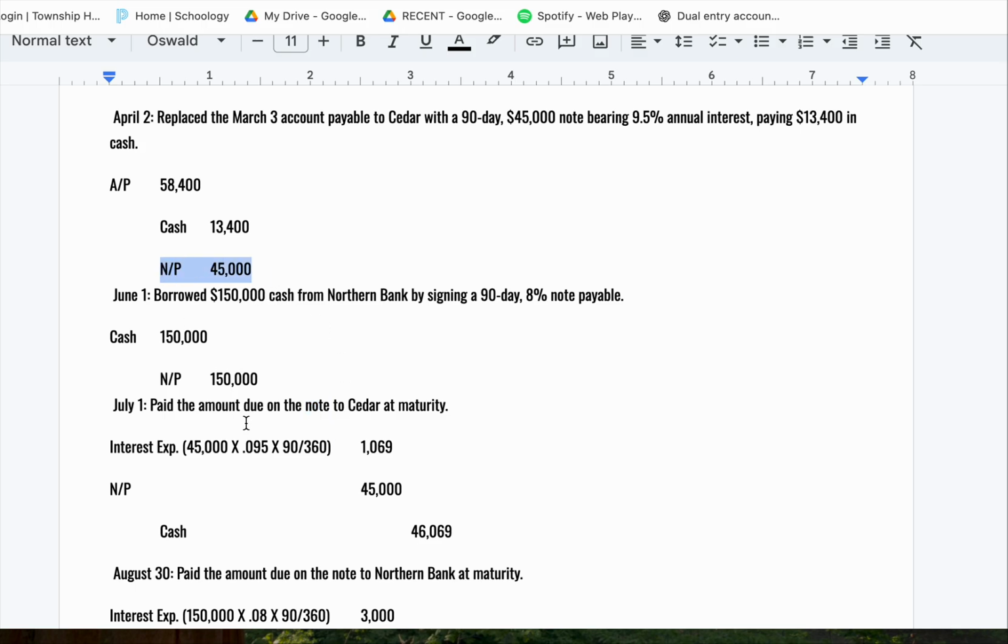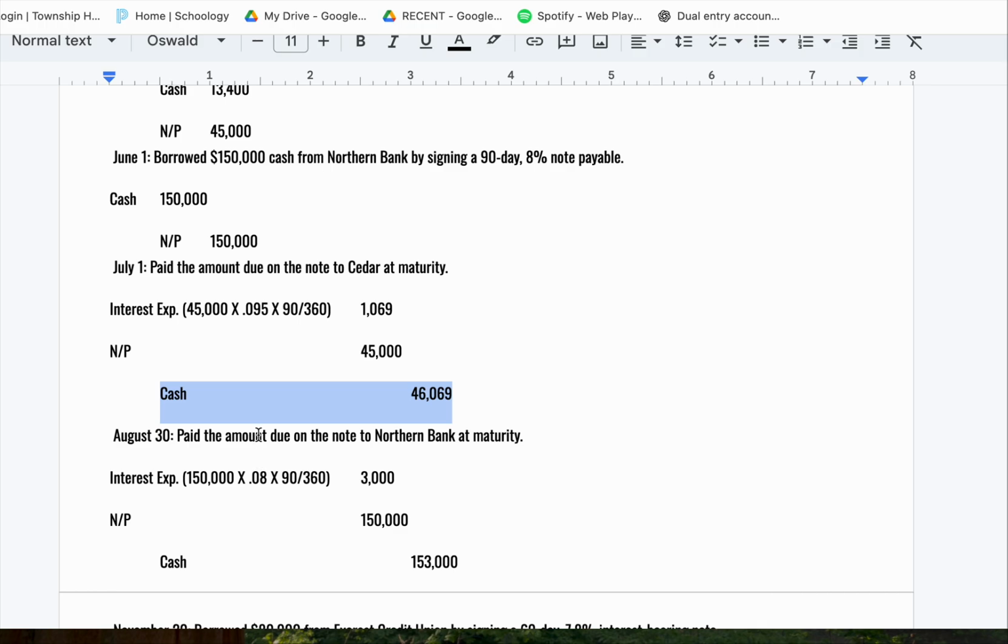They owed $45,000. So it's a debit to notes payable for $45,000. It's a credit to cash for $46,069. And the difference between those two is the interest expense. And so you calculate the interest for the money that they owed at that 9.5% interest. You calculate that by taking the principal times the rate times the time. And the time is expressed in 1 year. So if it was 1 year's worth of interest, this would just be one. But since it's only 90 days, it's 90 over 360. So the interest that we incurred on the $45,000 of money that we owed was $1,069. Add that to the notes payable, and it's a credit to cash for $46,069.